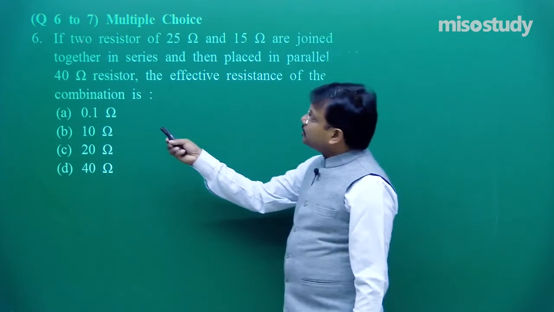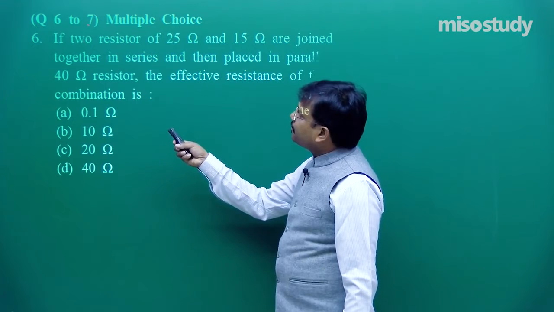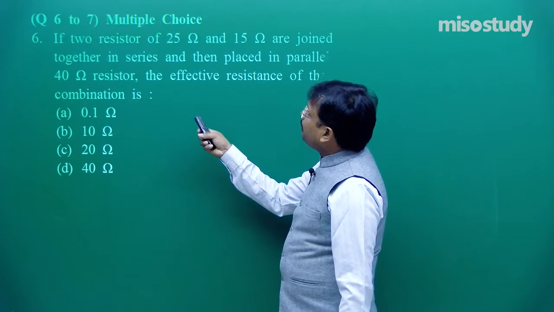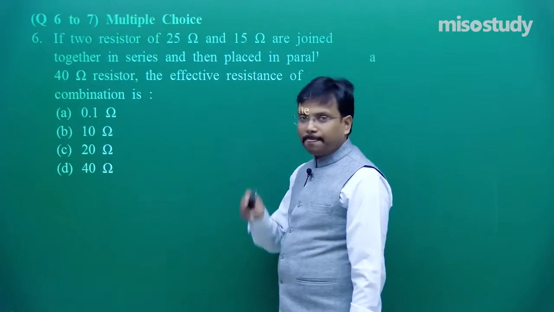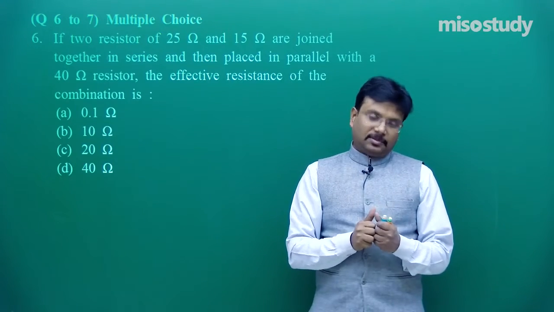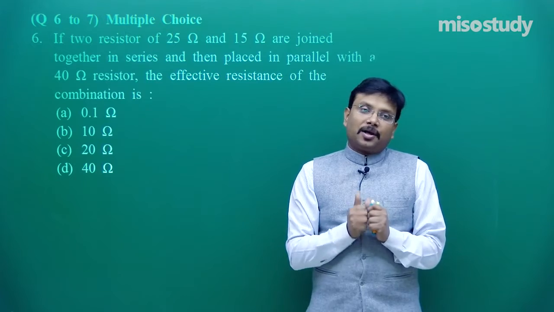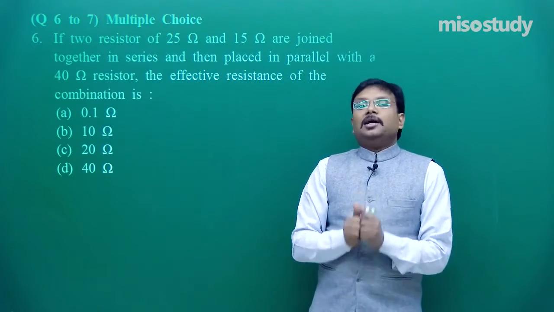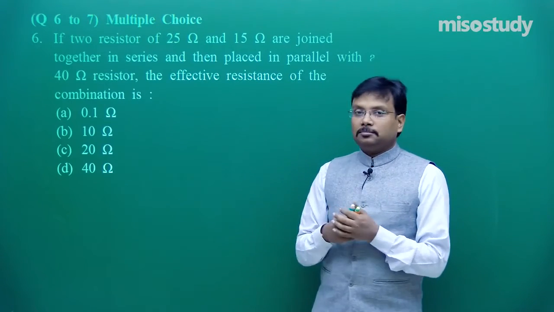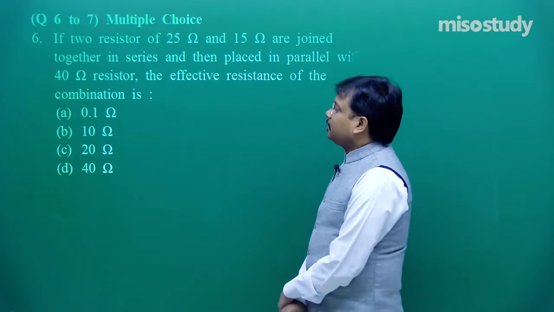Now, read the instruction, that is question number 6 to 7. 6 and 7 mean multiple choice questions. Multiple choice means 4 options are given. Nowadays, all exams conducted for admissions in engineering and medical institutes offer their question papers in this format, fine. So, let us read the question.